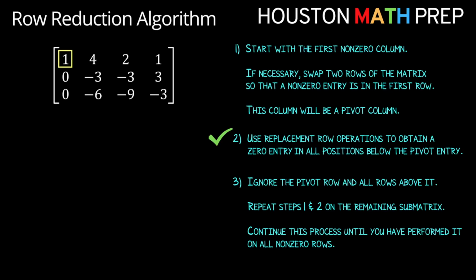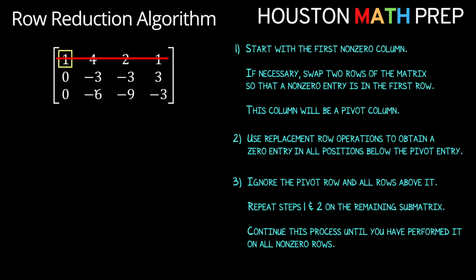Moving on to step 3, it says to ignore the pivot row and all rows above it. Since that was our first row we worked on, there's nothing above it. And now we repeat steps 1 and 2 on the remaining part of the matrix that's left when we ignore that row. So if we look at step 1, it says to start with the first non-zero column. Now, since we're ignoring the first row, the part of the first column we're still paying attention to is all zeros. So we'll be focusing on the next column over.